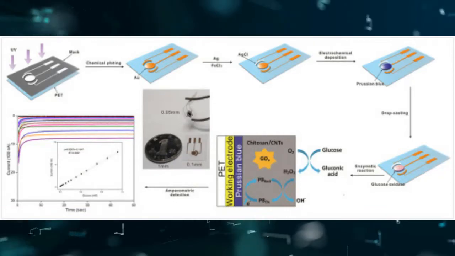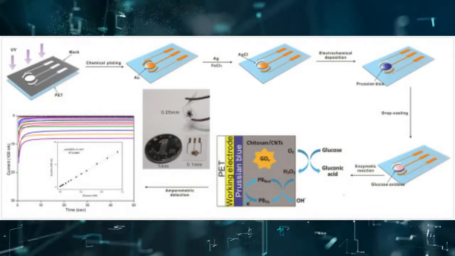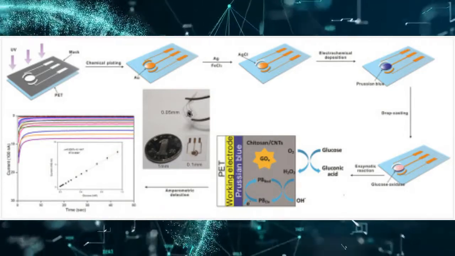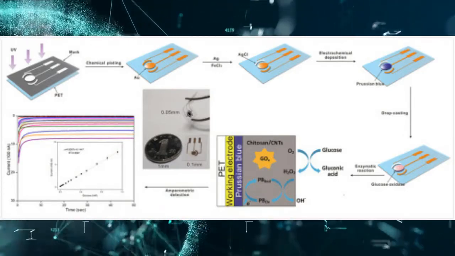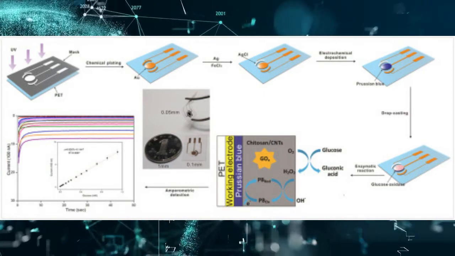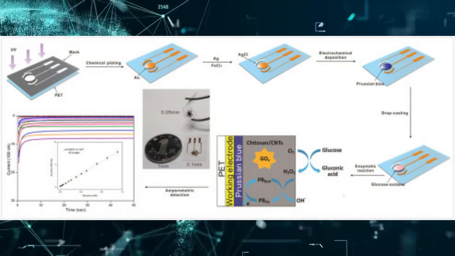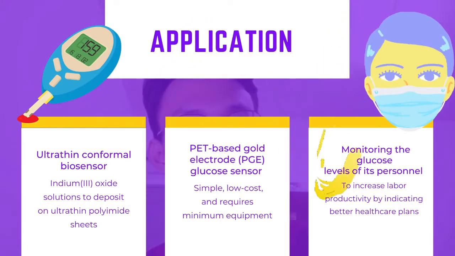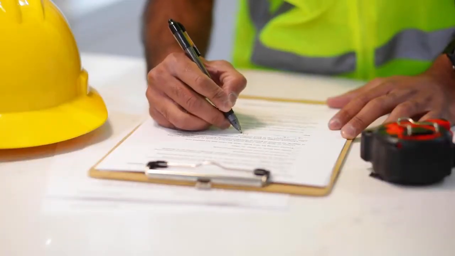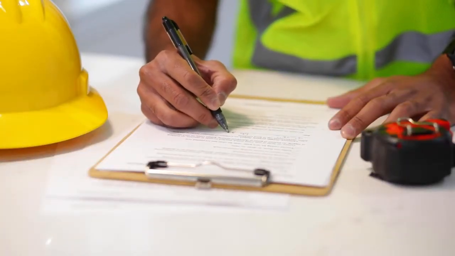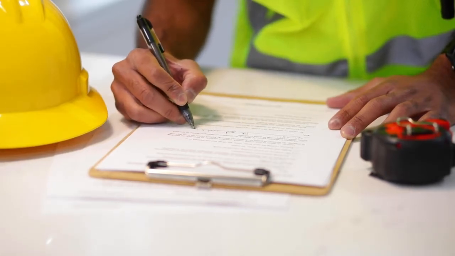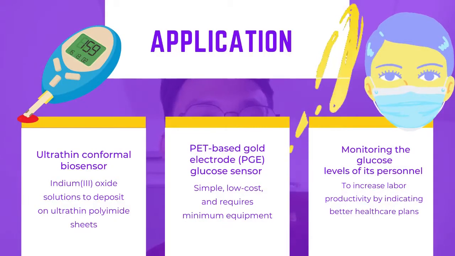According to one study, a thin film PET-based gold electrode, or PGE, glucose sensor was developed utilizing an ultraviolet mediated chemical plating approach. The PGE glucose sensor is simple, low cost, and requires minimum equipment as compared to other contemporary wearable thin film gold electrode sensors. This may be used in industry, where a corporation can monitor the glucose levels of its personnel in order to increase labor productivity by indicating better healthcare plans based on the data acquired from the sensors.